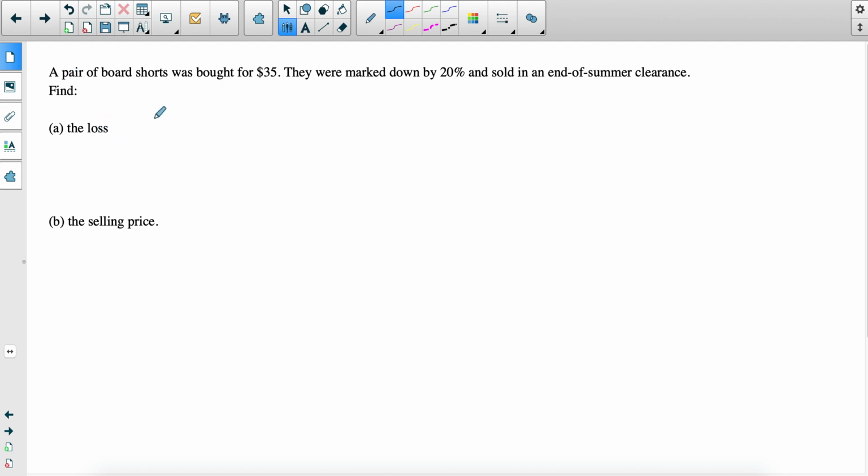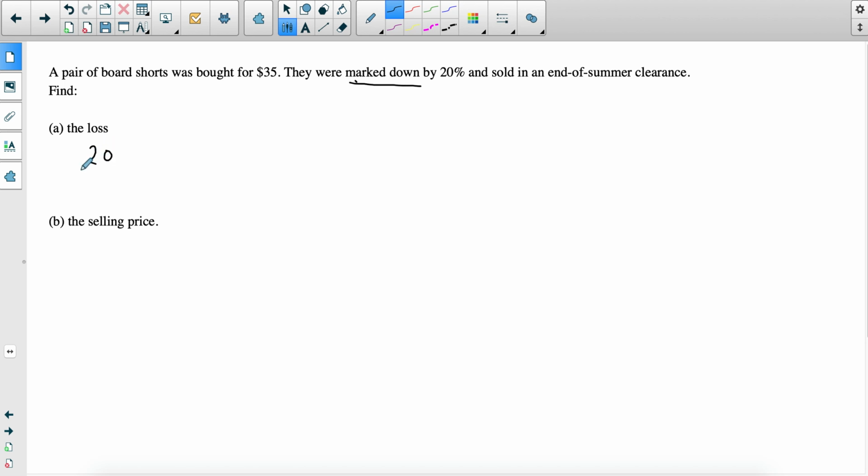A pair of board shorts was bought for $35. They were marked down by 20% and sold in an end of summer clearance. Find the loss and find the selling price. So they're marked down. And remember, when it's marked down, the price is decreased, and so you're making a loss. Again, we're going to follow the same procedure. You can pause the video and go through the solution on your own.